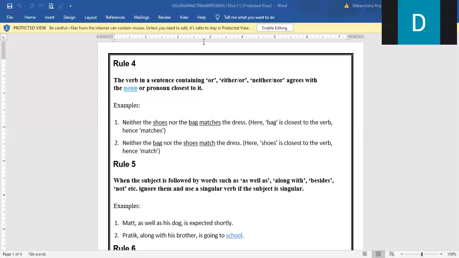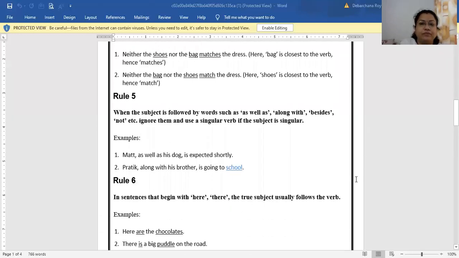Okay, I hope you all have noted down. Let me continue with the fifth rule. Rule number 5. When the subject is followed by words such as well as, along with, besides, not, in the place of the subject, children, please take care. They are the supporter in the place of subjects. So ignore them and use a singular verb if the subject is singular.